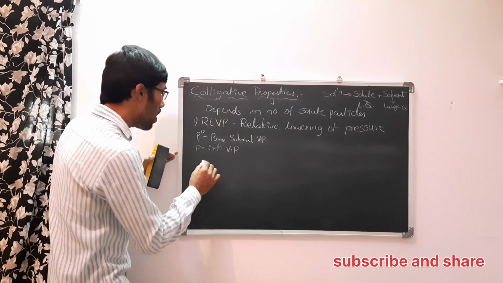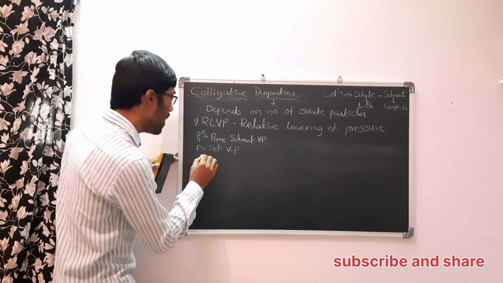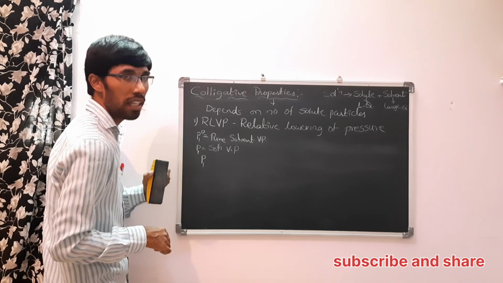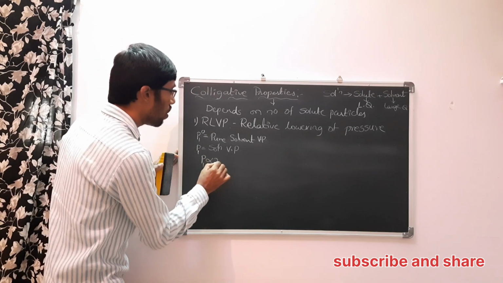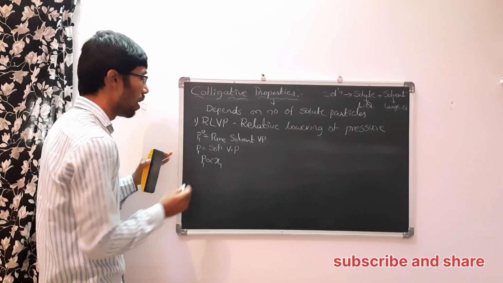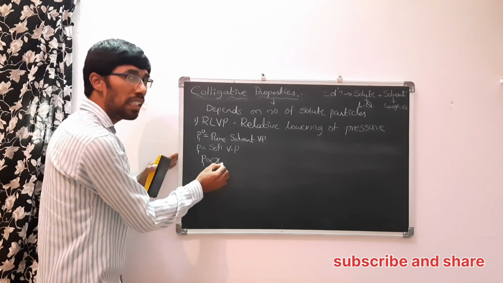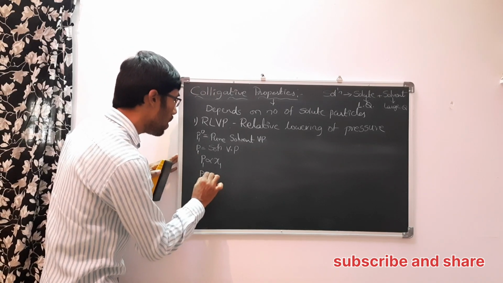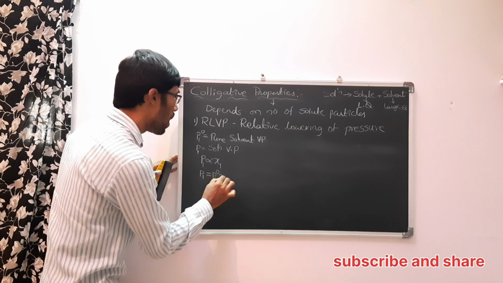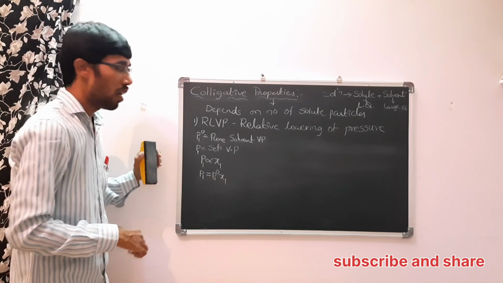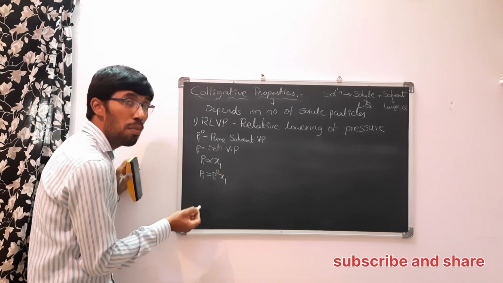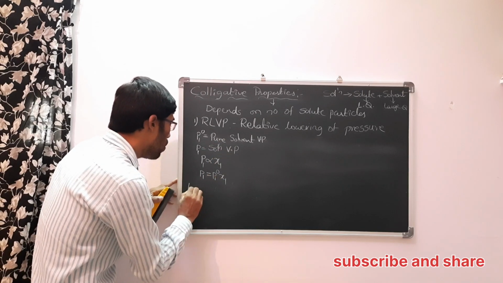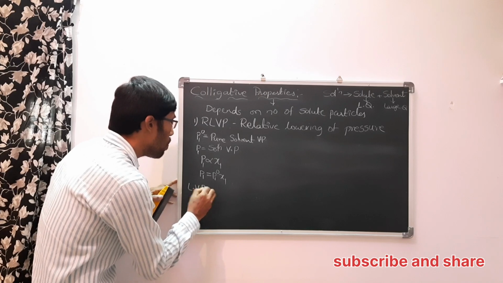According to Raoult's law, the vapor pressure of a component is directly proportional to its mole fraction in the solution. So P1 is proportional to X1. When we remove the proportionality, we write P1 equals P1 naught into X1, where X1 means the mole fraction of the solvent. So we know lowering of vapor pressure.